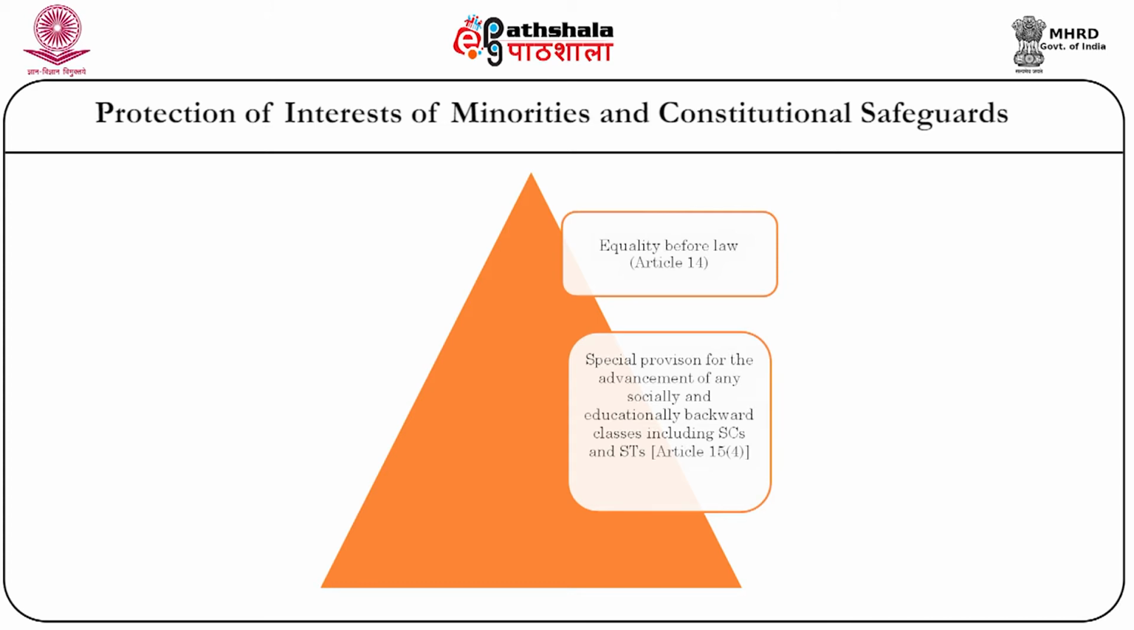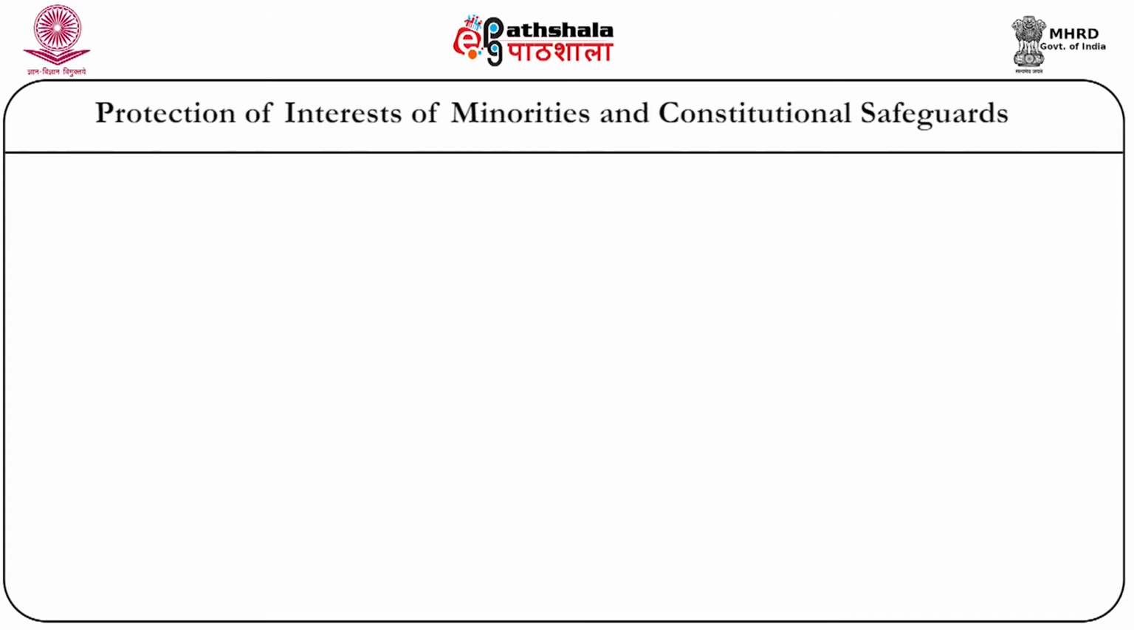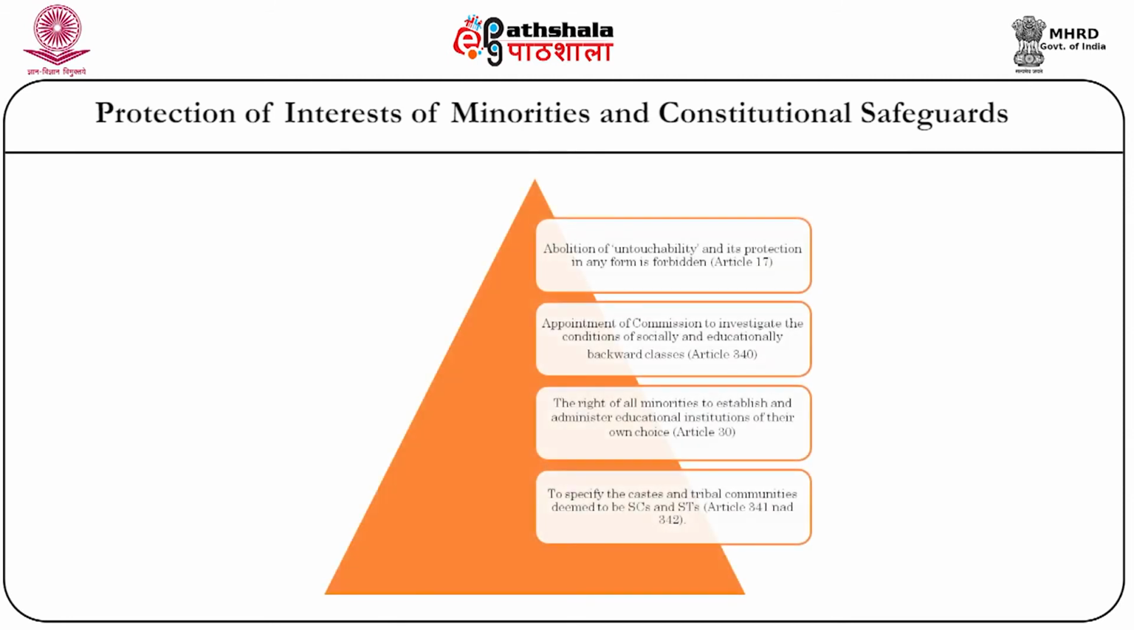The Constitution of India also provides for protection of the social interest by laying down that abolition of untouchability and its practice in any form is forbidden. It has been laid down in Article 17 that there can be no untouchables and untouchability cannot be practiced in India.